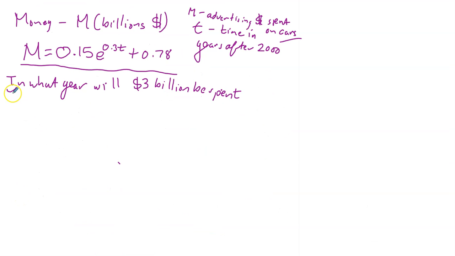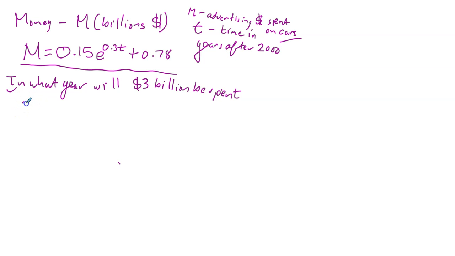So here's another example. This one is for advertising dollars spent on cars. And the formula is 0.15 E, so remember, E is Euler's number, the base of the natural logarithm, so we use ln instead of log base E, to the 0.3 T, where T is the time in years after 2000, plus 0.78. And so the question is, let's do an analysis and figure out when will $3 billion be spent.